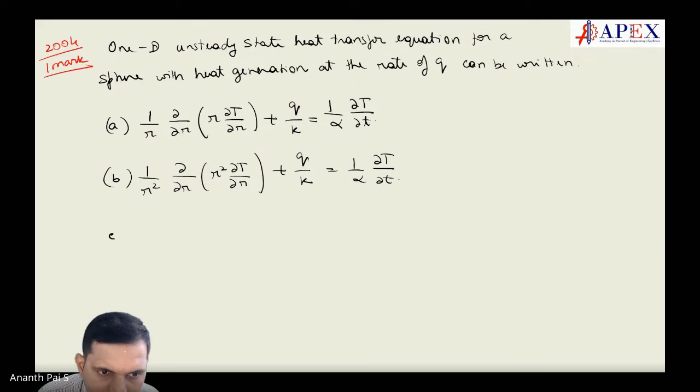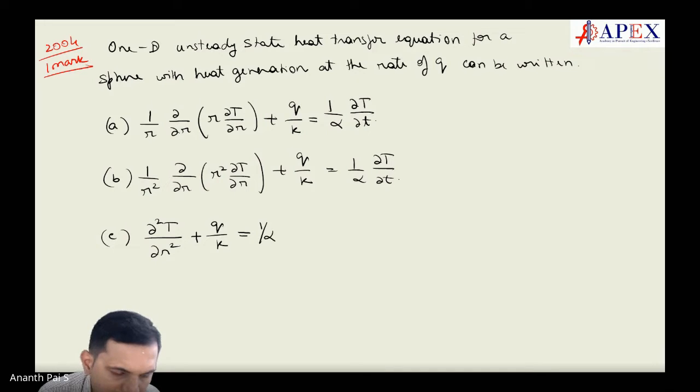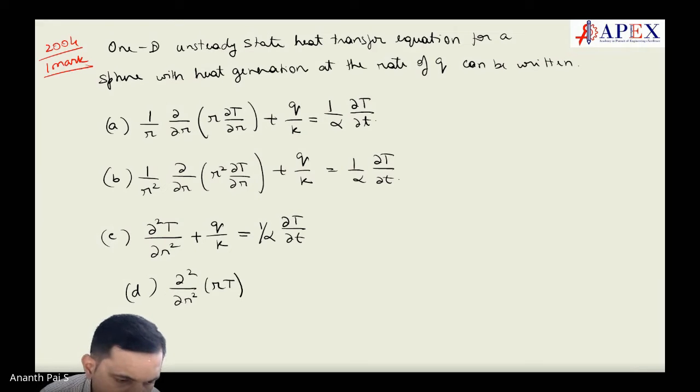Third one, C: dou square T by dou r square plus q by k, write it along with me, is equal to 1 by alpha dou T by dou t. D: dou by dou r square of r T, plus q by k, is equal to 1 by alpha dou T by dou t.